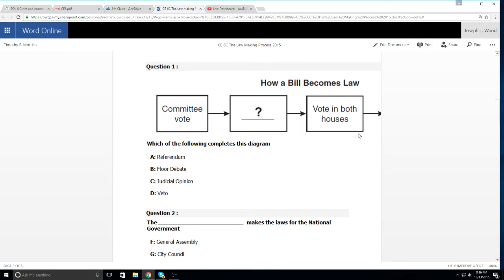The reason it says floor debate, and I threw off some of my kids last year, is because the technical phrase is that they debate the bill on the floor of the House. It may not always say the word debate. It may say they discuss the bill, or they're addressing the bill, or something that's a synonym to the word debate. It may not always say on the floor. It may say in the Senate or in the House, but debate is the third step.